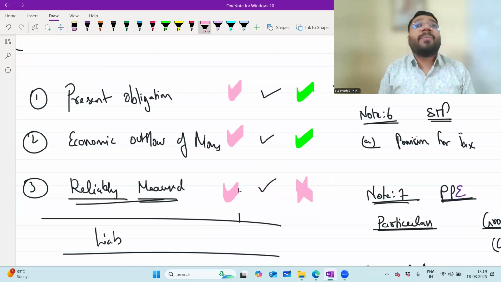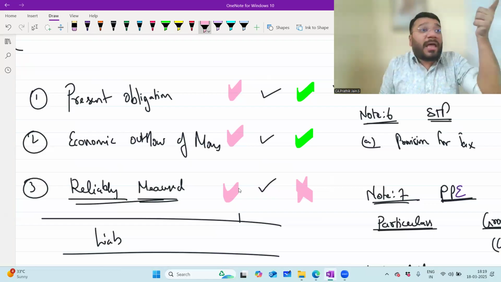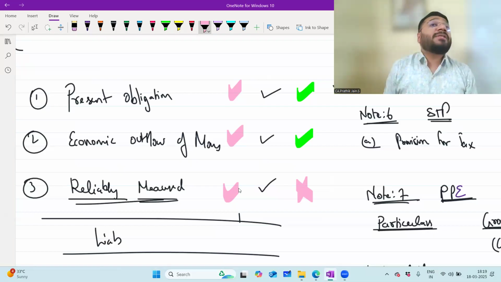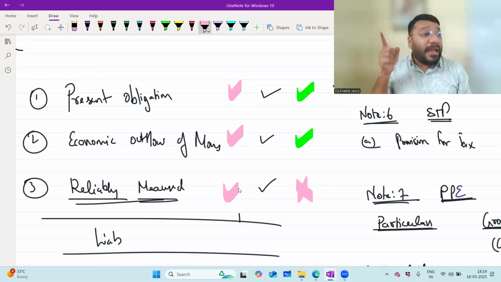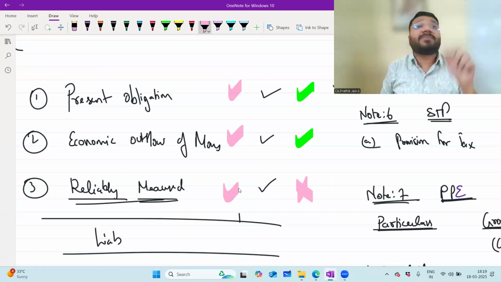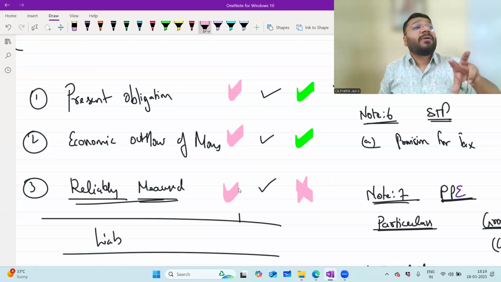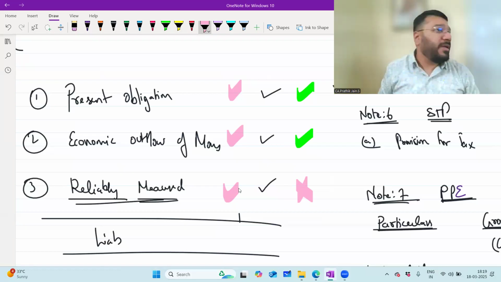So here in our example, this 10 lakh rupees dividend proposed by the board of directors is called a contingent liability because I may have to pay this money or I may not have to pay this money. I may have to pay this money when? If the shareholders approve that in the AGM. I may not have to pay this money in the future if the shareholders do not approve the dividend.